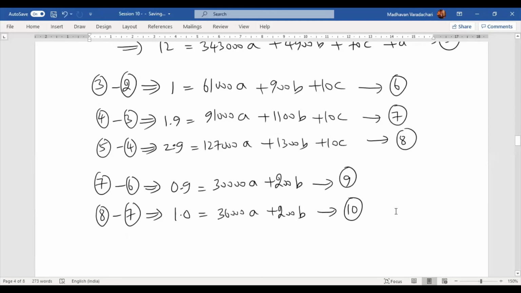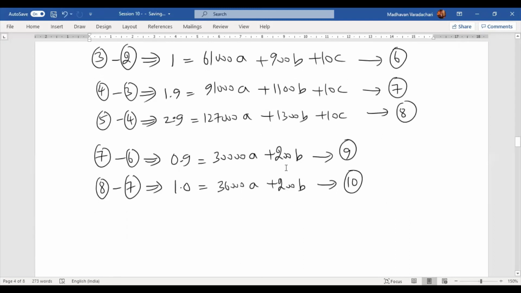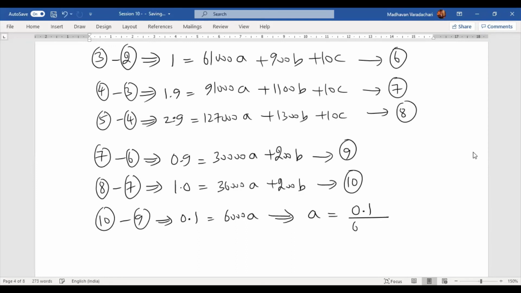Now again, you may notice if I subtract these two equations, 200, 200 gets cancelled. You will be left only with A. So let us do that: the 10th equation minus the 9th equation. 1 minus 0.9 is 0.1. This will be 6,000 times A. 200, 200 gets cancelled. From this I can say A is 0.1 divided by 6,000. How much is it?